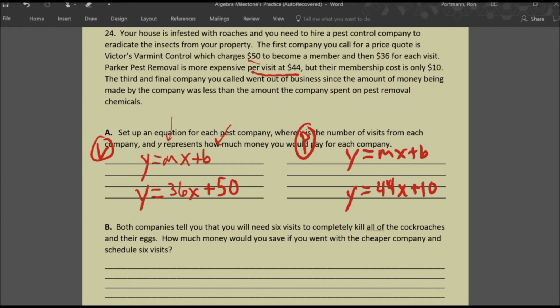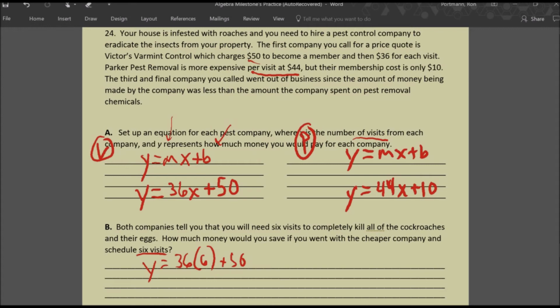Up here in the question, it says, let x represent the number of visits. And it's telling us the number of visits is 6. So we're going to put 6 in for x. We're going to say y equals 36 times 6 plus 50. Now I believe that's 216.